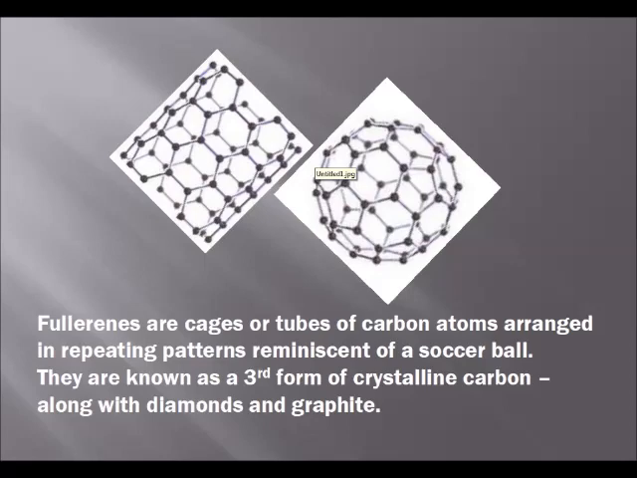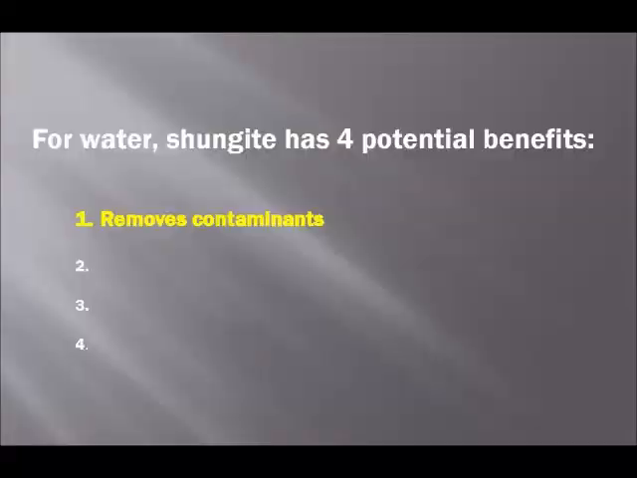They're known as a third form of crystalline carbon, along with diamonds and graphite. It's those fullerenes that give shungite its unique properties. Now, for water, shungite provides at least 4 potential benefits. First of all, it removes contaminants.